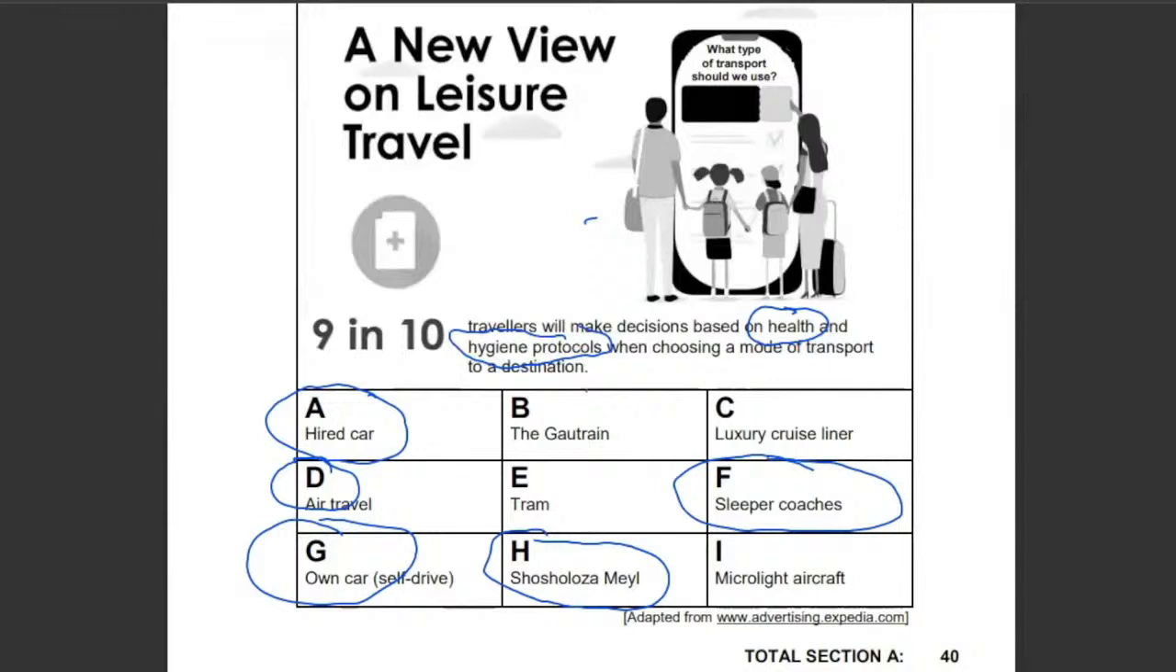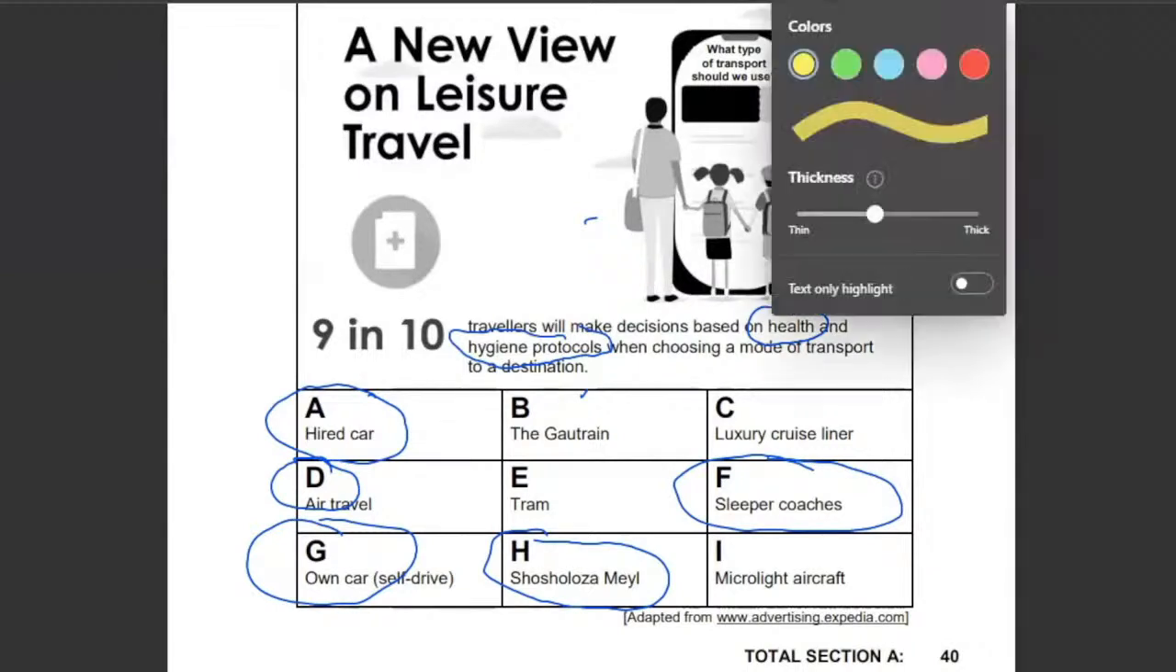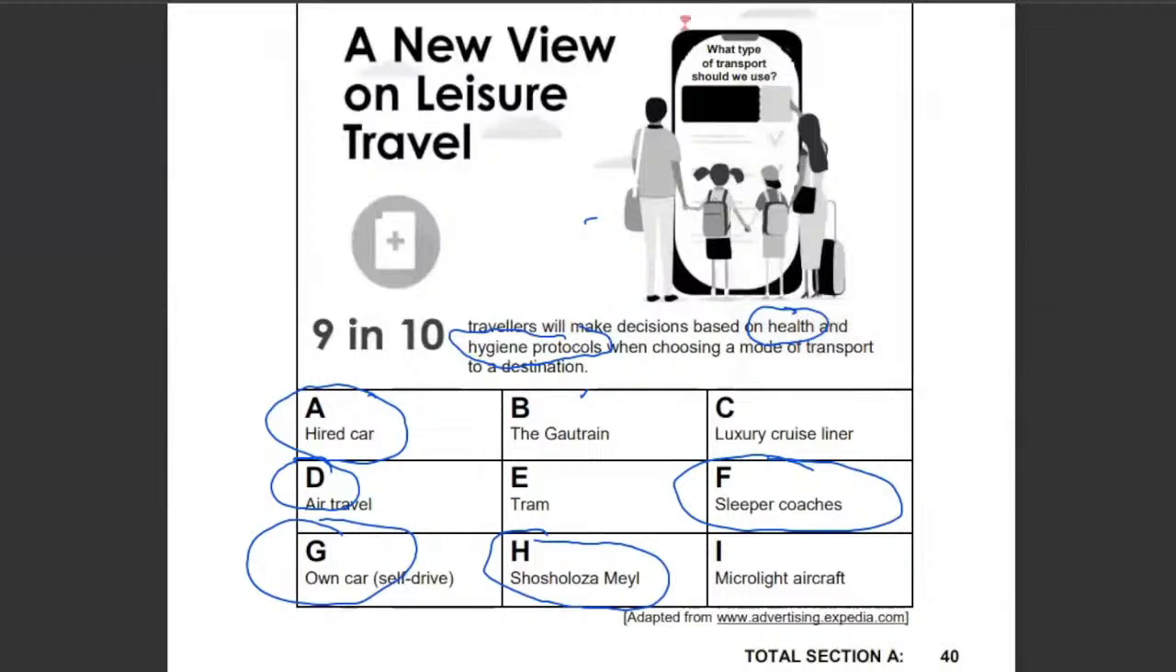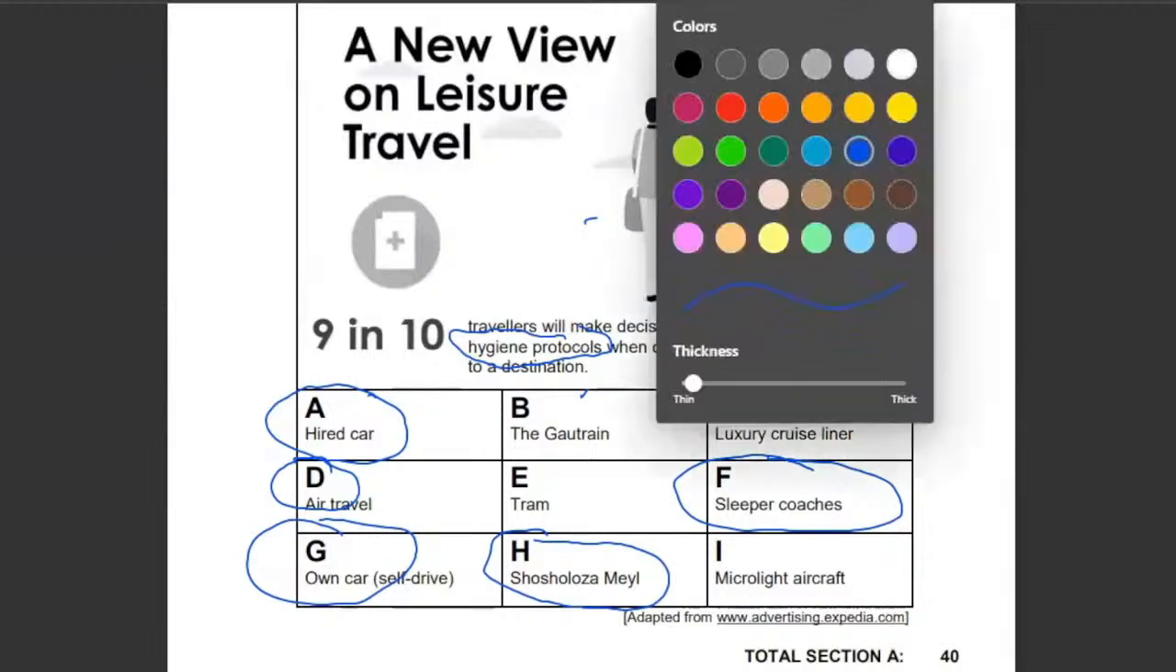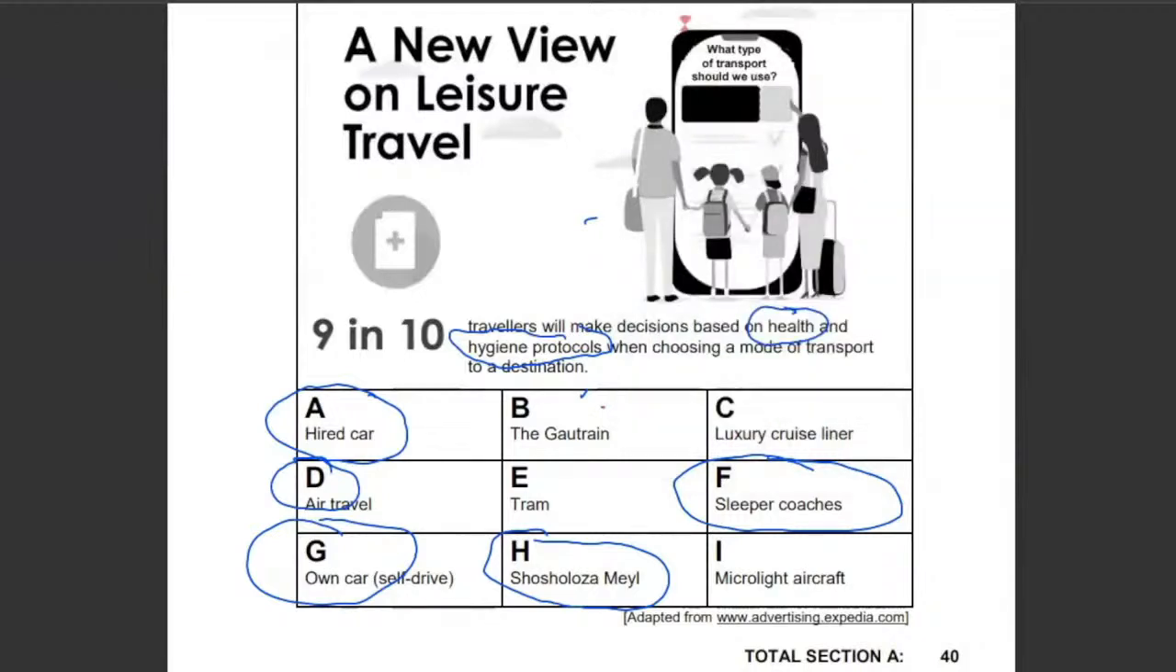Now let's eliminate the forms of transport which don't work. We cannot use the cow train. It's not possible to use the Gautrain, simply because there is no Gautrain between Durban and Johannesburg. So this one will be out.